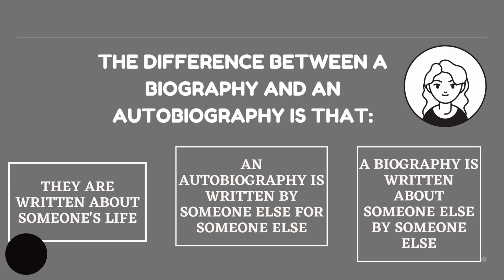So here, the difference between a biography and an autobiography is: they are both written about someone's life, rather, an autobiography is written by someone else for someone else, or a biography is written about someone else by someone else. Okay, how do we differentiate the two terms? All right, the correct answer for this one is the third box. A biography is written about someone else by someone else.